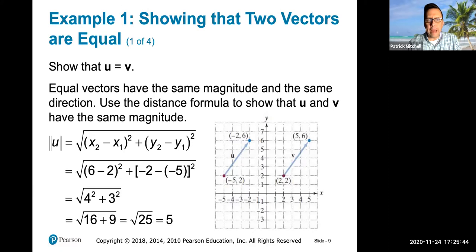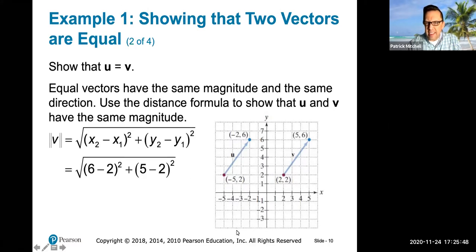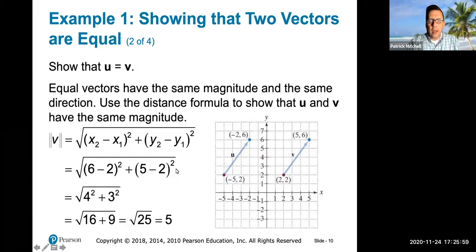Similarly, the magnitude of v, let's see, did they do the same thing this time? Yes, they did. They put y1 minus y2 squared over here, and they put x2 minus x1 squared over here. Anyway, that also comes out to 5. So these two vectors have the same magnitude. Now we just have to show they have the same direction.